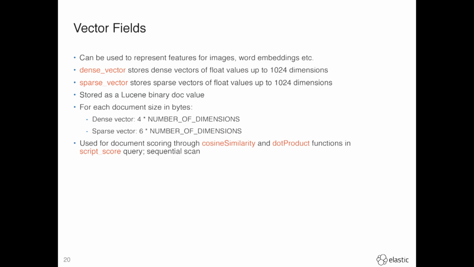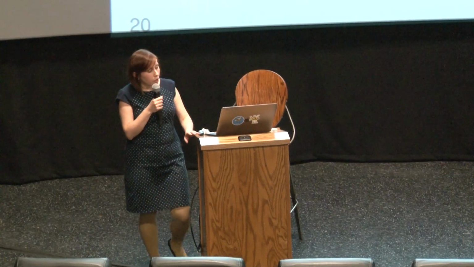One is dense vector, which allows you to store vectors of float values up to 1024 dimensions. And one is sparse vector, which allows you to store sparse vectors of float values up to 1024 dimensions. And the way we index them is basically just a blob that is indexed in the Lucene binary doc values. And we decode and encode them when we run queries.